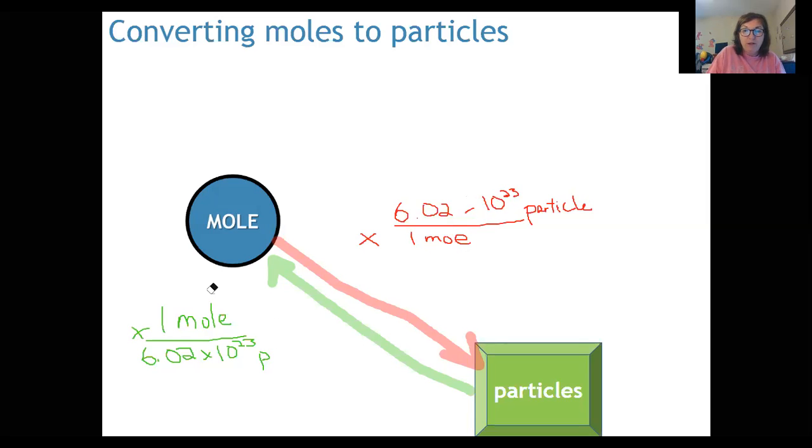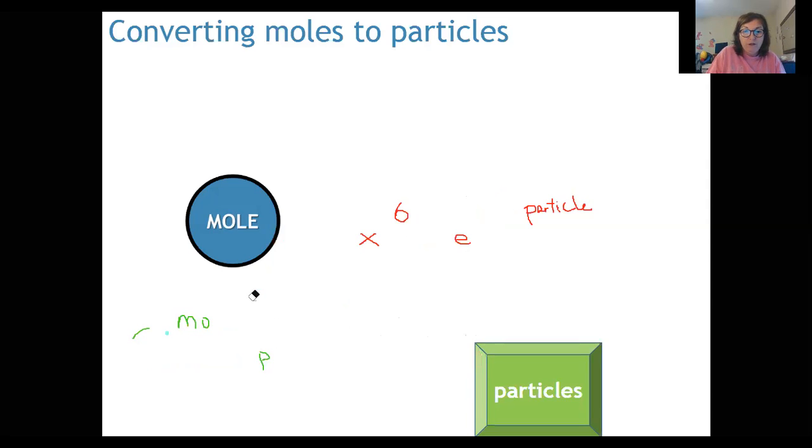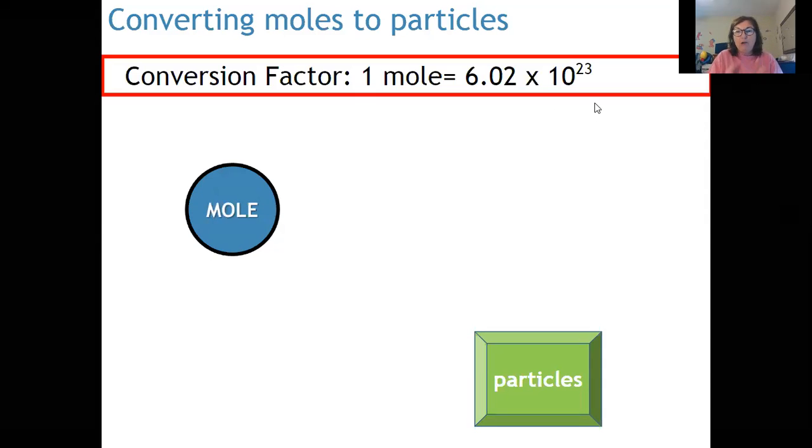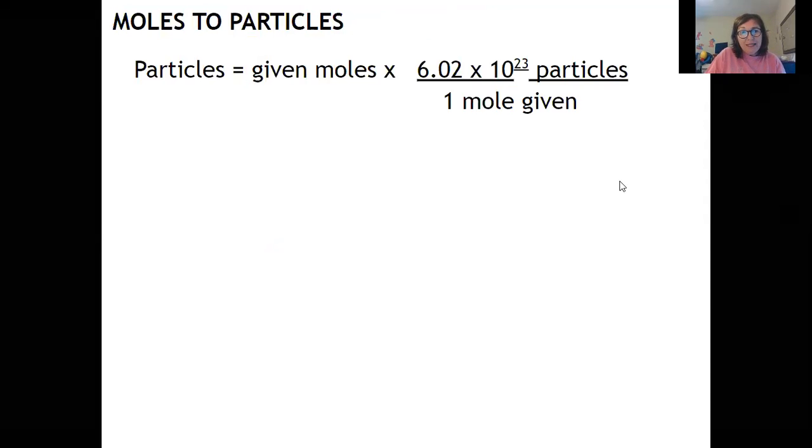Let me see if I can erase all these things real quick. So what we're looking at is this. 1 mole of anything equals 6.02 times 10 to the 23rd particles. That's it. So we're going to practice some of these. Now, it says moles to particles. I'm going to do this using the hover cam. I think it'll be a little bit easier for you to see.